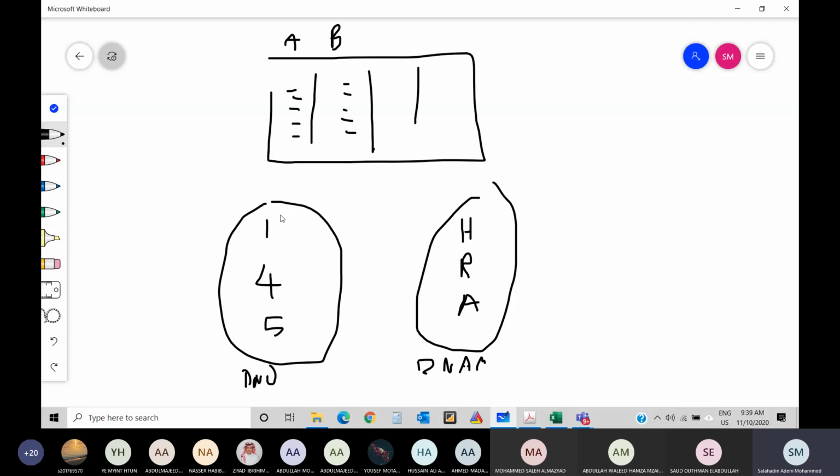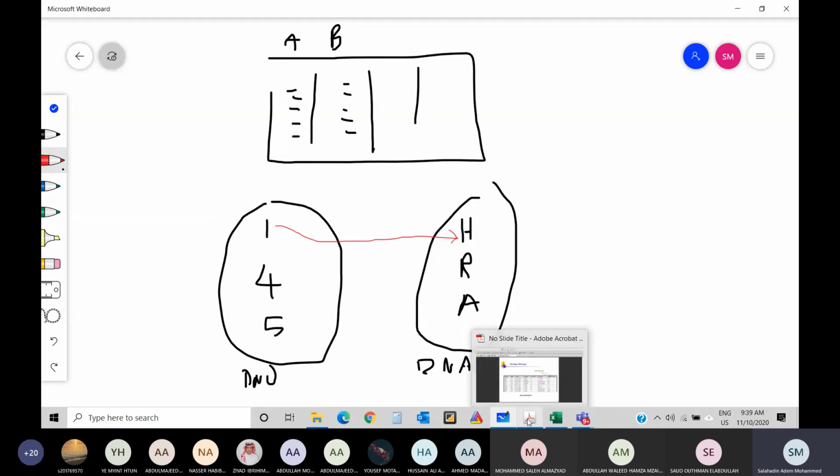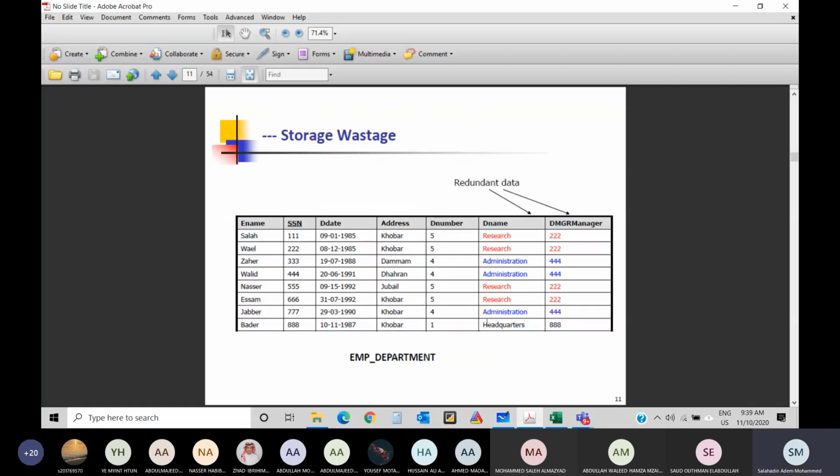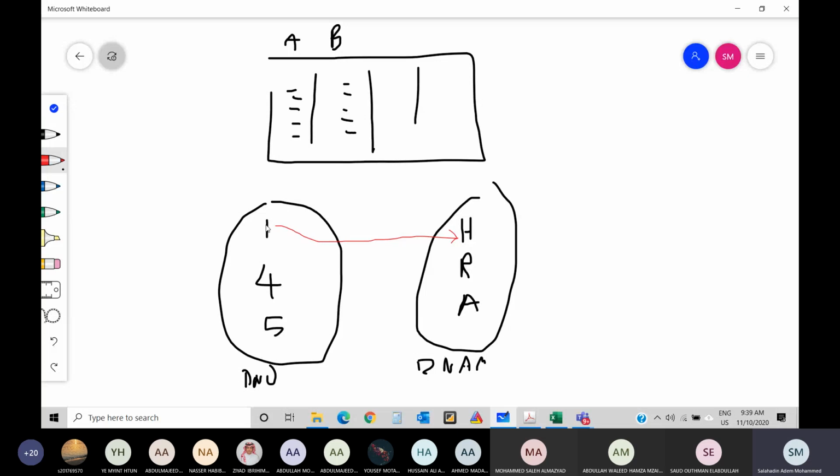Now, each time I say 1 here, what do I say here? Do I say headquarters, or research, or administration, or a combination? Each time I say 1, I am always matching it with headquarters. Let's check. 1, headquarters. This is very easy. 1 goes to headquarters. Does 1 go to anyone else? No. So for 1 we always say H.